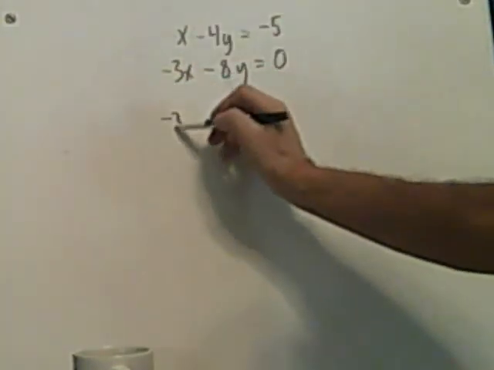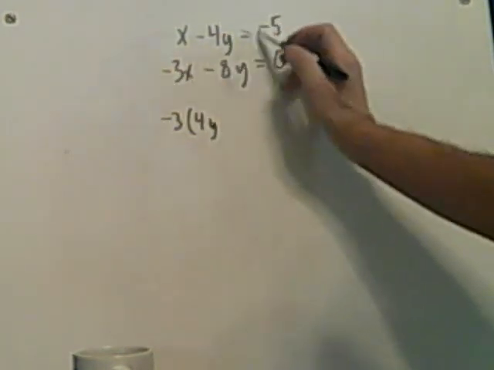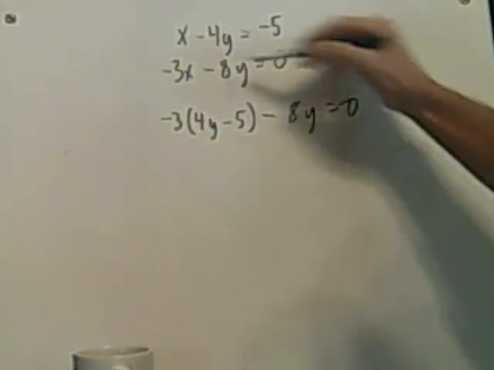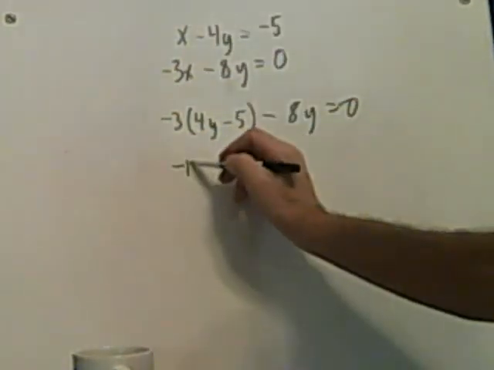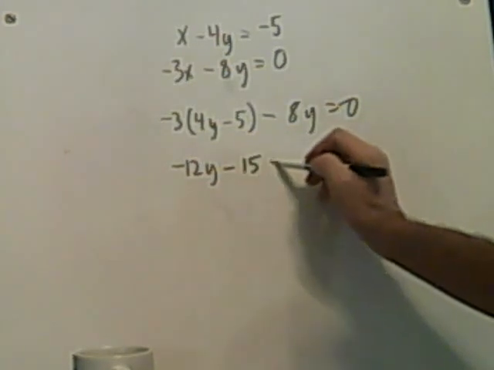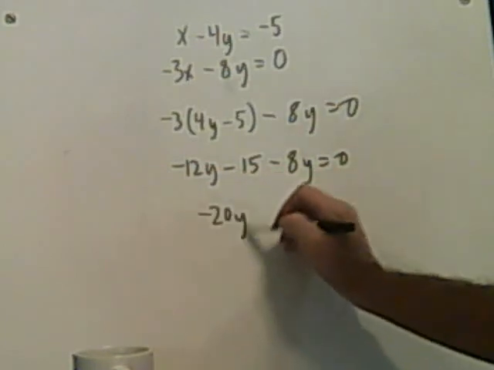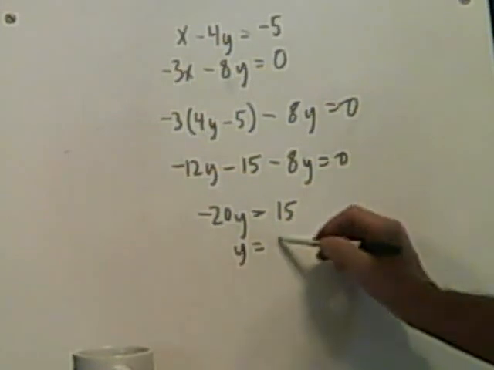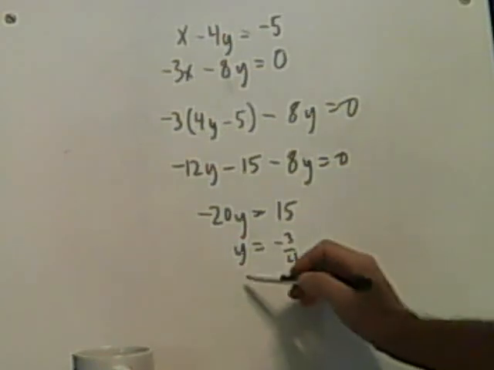We'll take negative 3 and plug in x, that's just 4y minus 5. Then it's minus 8y equals 0. So I took the first equation, solved it for x, and plugged it into the second one. That's going to give me negative 12y minus 15 minus 8y is equal to 0, or negative 20y is equal to 15, or y is equal to negative 3/4.